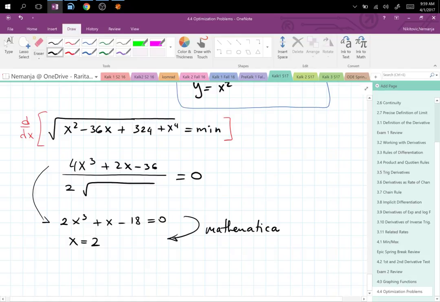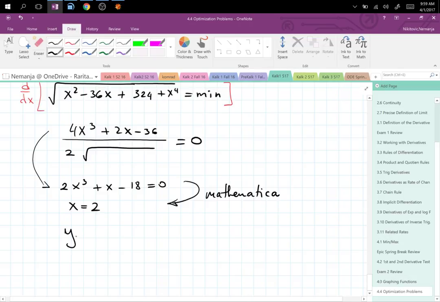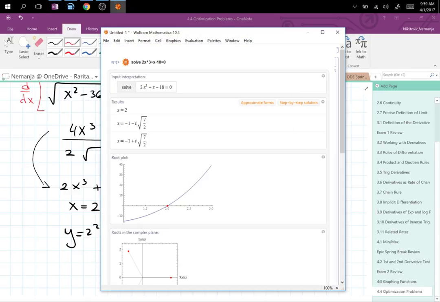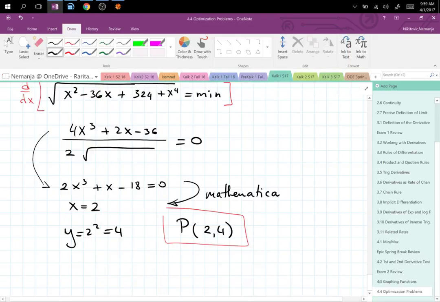So now we have x equals 2 and y is x squared, which means 2 squared, which is 4. So the point P we are looking for is (2, 4). That's the point on the XY plane that's closest to (18, 0). To get that, you just plugged it into Mathematica, right? Great. That's that problem.